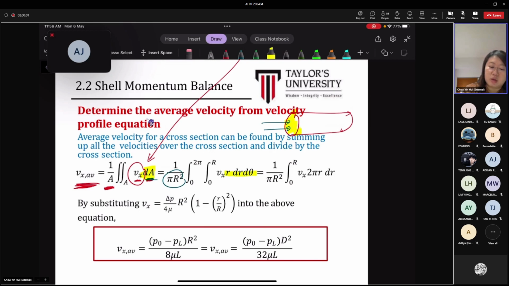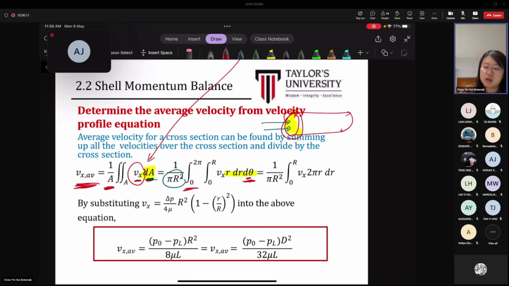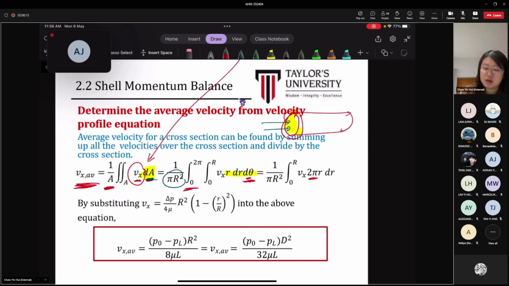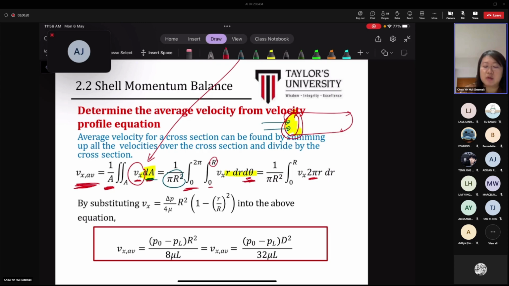When we start to integrate, we integrate from the outermost section here. Because it is the whole thing, it will be 2 pi. That's why you can see integrating with respect to theta, you get a 2 pi here. And take note of the boundary also, from 0 to the inner radius of the pipe.